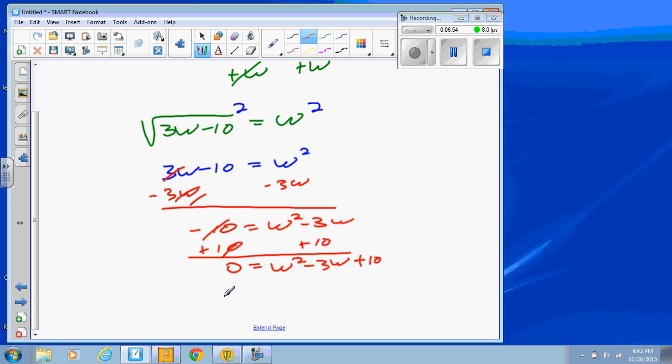So now to simplify this, we got to work on our factoring here. W and w gives me w squared plus 10. They got to multiply to 10 and add to 3. That's going to be 5 and 2. And they both have to be the same sign. Oh, wait a minute. What happened here?